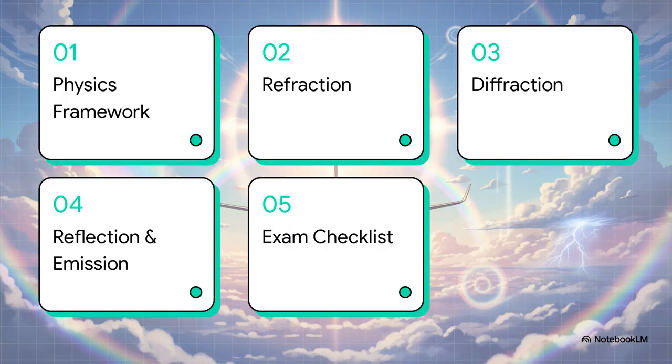Okay, here's our flight plan for today's masterclass. We're going to cover: 1. The physics framework. 2. Refraction, rainbows and halos. 3. Diffraction, coronas and rings. 4. Reflection and electrical hazards. And finally, 5. Our final approach exam checklist. Let's get right into it.